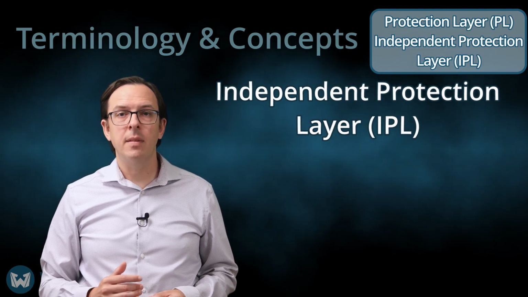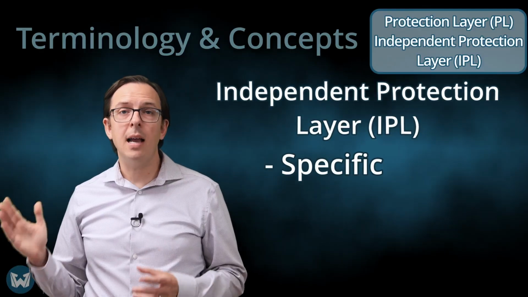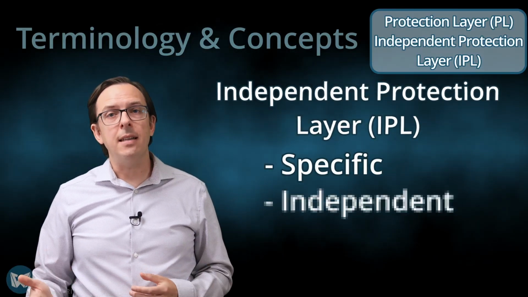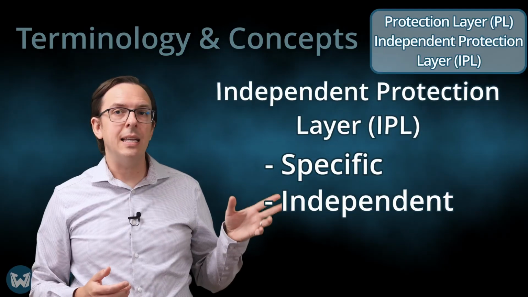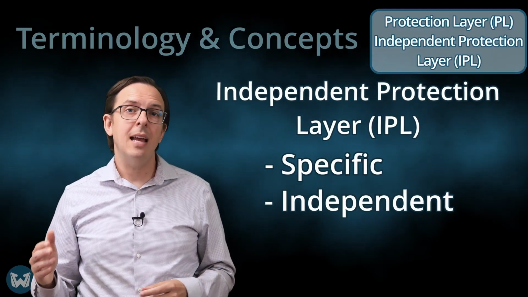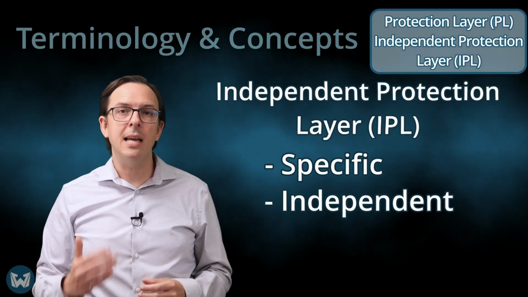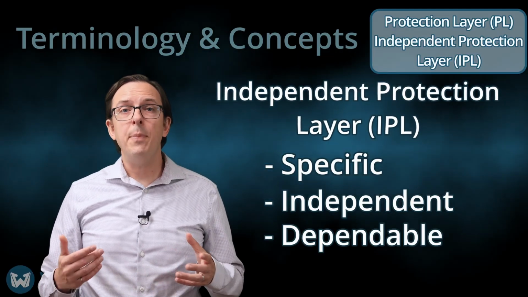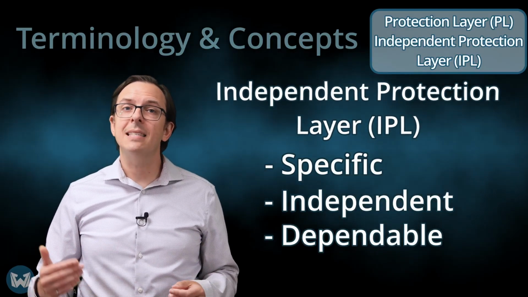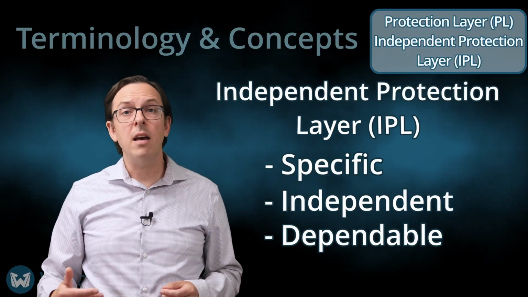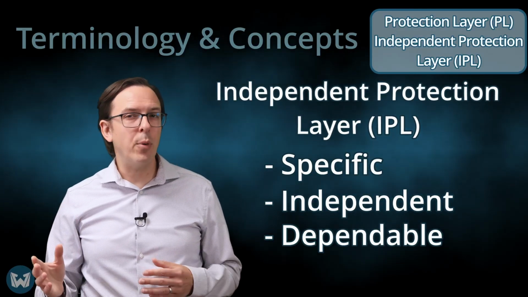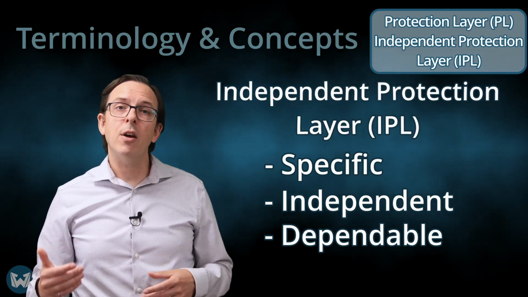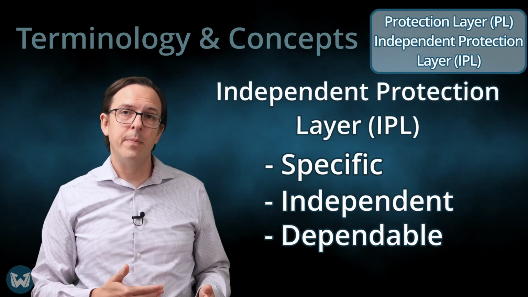They need to be specific. The IPL is designed to prevent the scenario in question. They need to be independent. The IPL is adequately independent of the initiating event and other IPLs to prevent a potential common cause of failure. It needs to be dependable. The IPL can reasonably be expected to take the system to a safe state. In other words, it is designed to the correct set point, capacity, size, response time, and so on for the scenario that it is required to prevent.